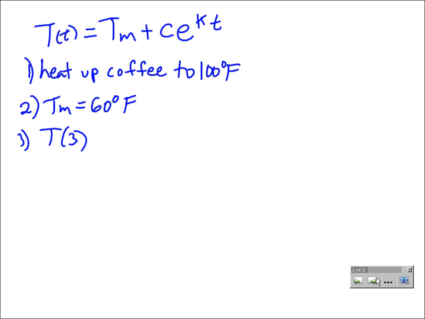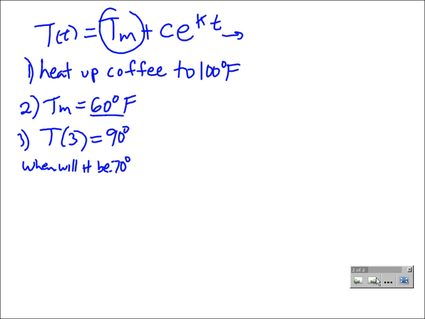Well, T of 3, that's the temperature of the coffee after 3 minutes, is 90 degrees. And they want to know, when will the coffee be 70 degrees? So what we do know right away is T sub m is 60. So T is equal to 60 plus C e to the kt.